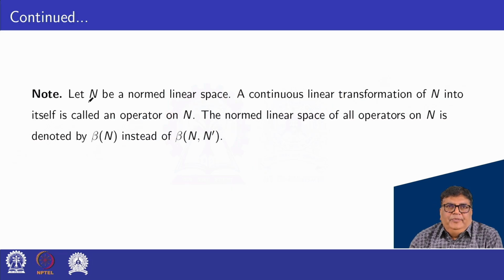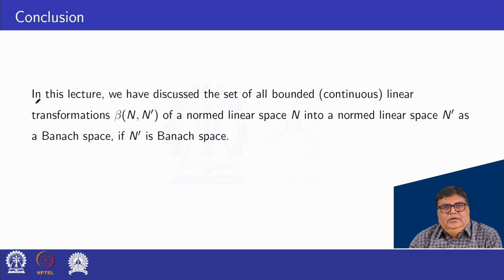Noting point: if N is a normed linear space, a continuous linear transformation on N into itself is called an operator on N. The normed linear space of all operators on N is denoted by B(N) instead of B(N, N'). In this lecture, we have discussed that the set of all bounded linear transformations B(N, N') of a normed linear space N into a normed linear space N' is a Banach space if N' is a Banach space.